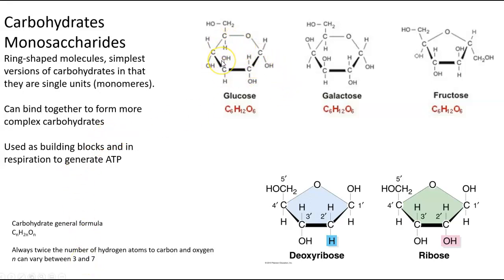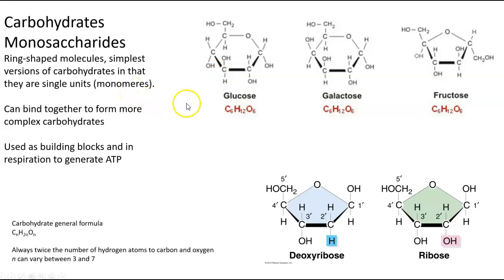They can form these ring-shaped molecules, and the monosaccharides are the simplest versions of carbohydrates that exist. Here we have some examples: glucose, galactose, fructose, deoxyribose, and ribose. You find all of them in food. However, these are the ones we use as energy, and these ones we use more for DNA and RNA. So they are used as building blocks more, and these ones are used more for energy production.